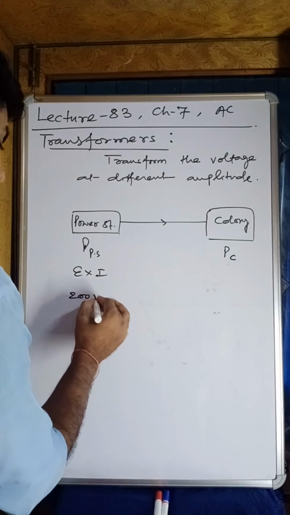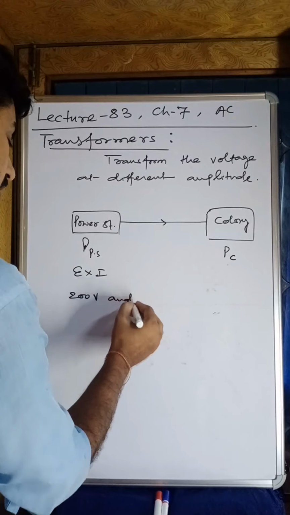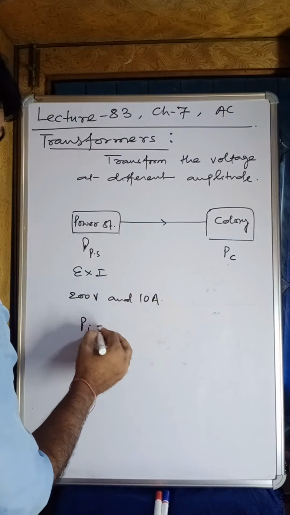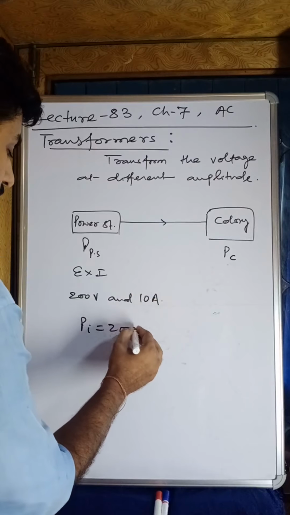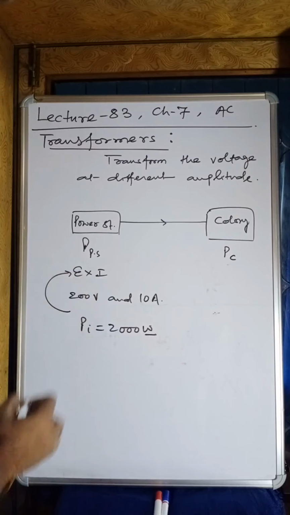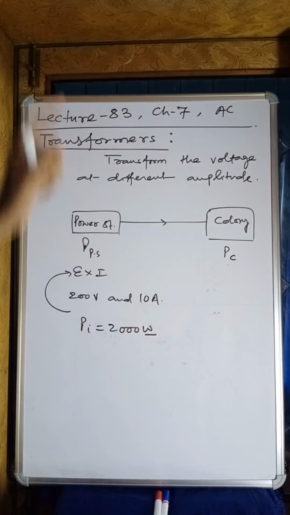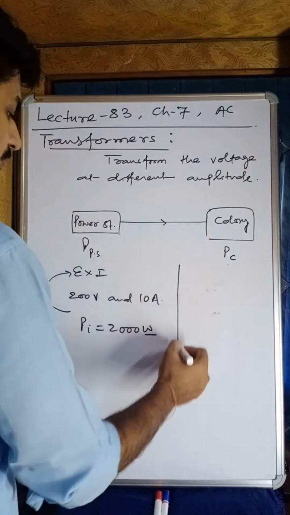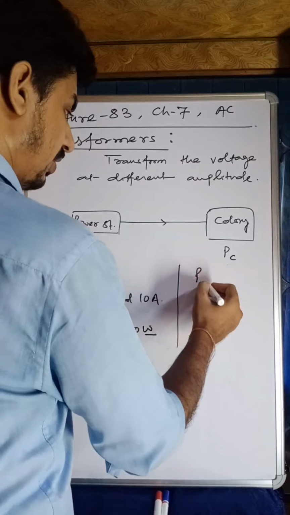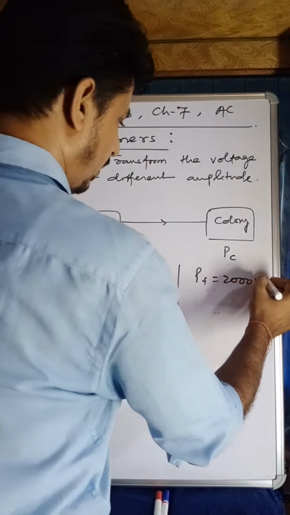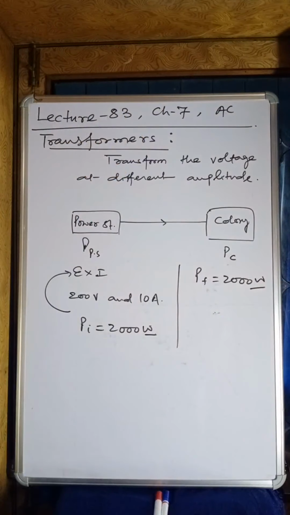Suppose 200 volt and 10 ampere. How much power? So the power will be 2000 watt. How? Using this formula, E times I. Alright. Now here the power should reach how much? Of course, P final will be 2000 watt if there is no loss in power. I hope you are getting it.